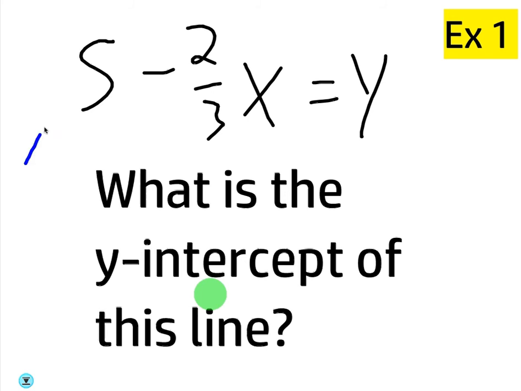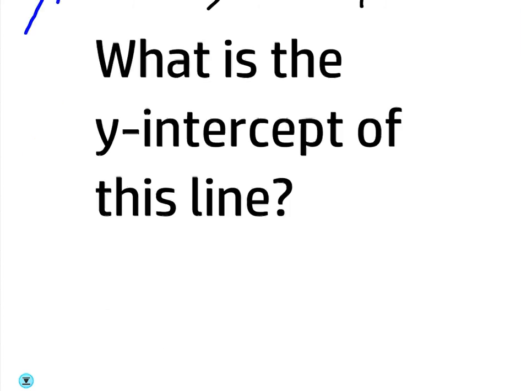What's the sign here in front of the 5? Positive, okay? It's a number by itself. It's not the slope. It's not next to x. It's not the y. It's 5. So therefore, the y-intercept is 5.